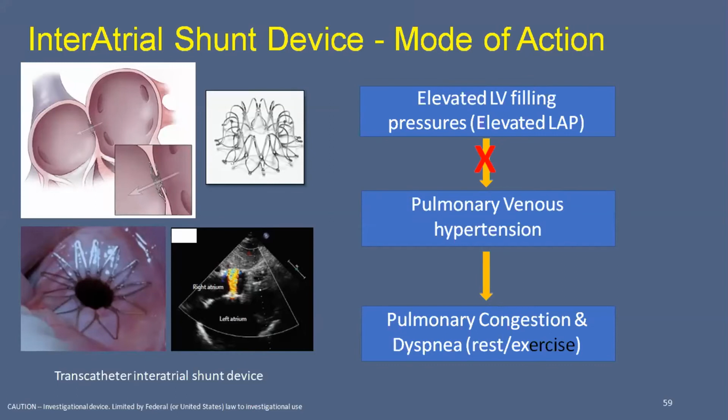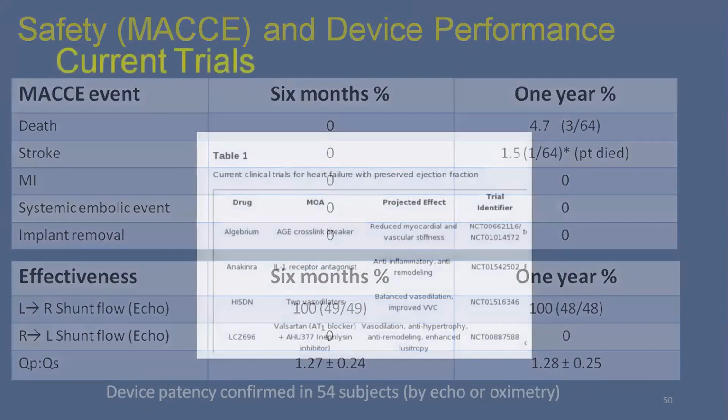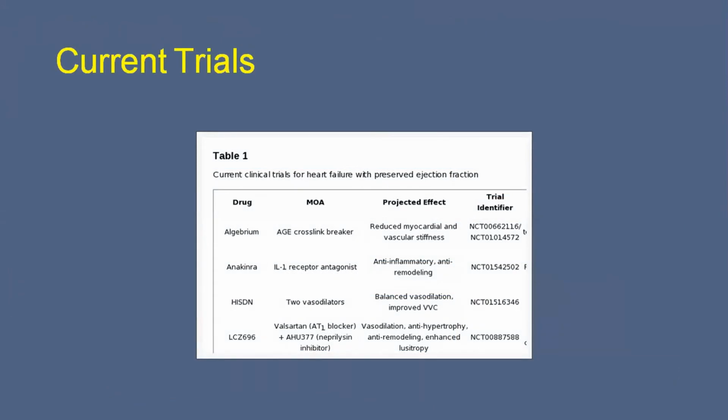You can see the diagram on the left side very well. This shows the MACE events at 6 months and 1 year, and effectiveness at 6 months and 1 year. This is the safety, and this is the device patency confirmed in 54 subjects by echo or oximetry. So it is proved somewhat beneficial. These are all the current trials. There are so many current clinical trials: the Algebrium trial, the Anakinra trial, the HISDN trial, LCS, so many trials with preserved ejection fraction, and many drugs being used.